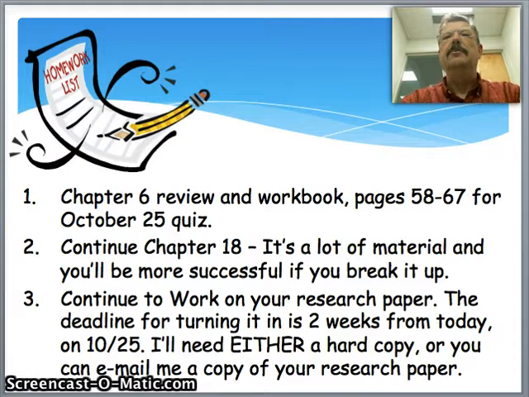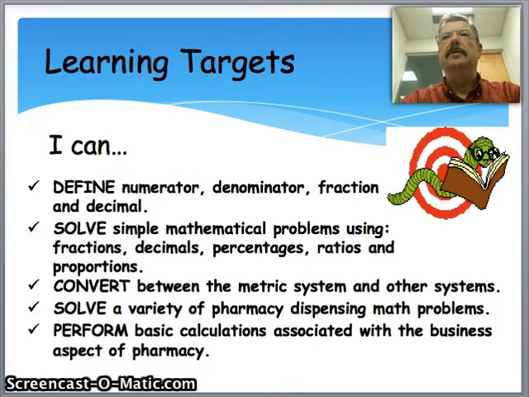Homework is to review Chapter 6 and Workbook 58 through 67 for the October 25th quiz. Continue Chapter 18. It is a lot of material and you'll be more successful if you break it up and continue to work on your research paper. The deadline is in 2 weeks from today, on 10/25. I will need either a hard copy or you can email me a copy of your research paper.